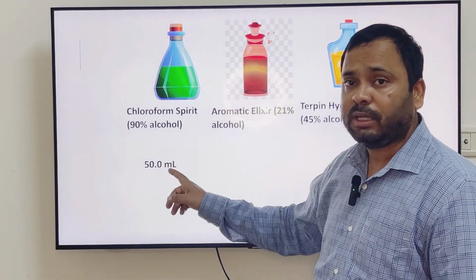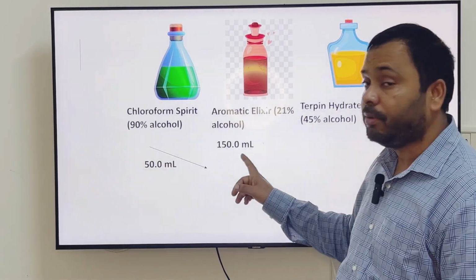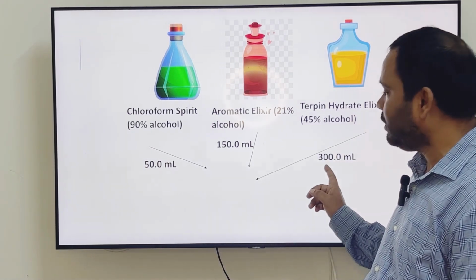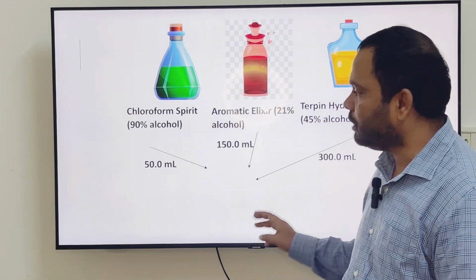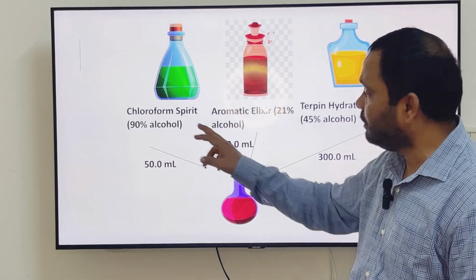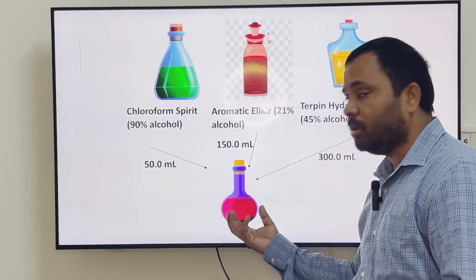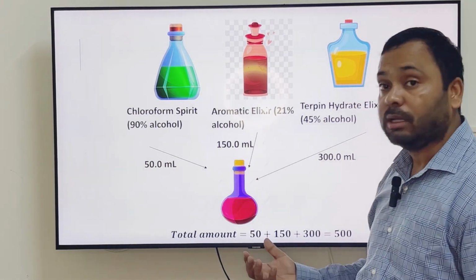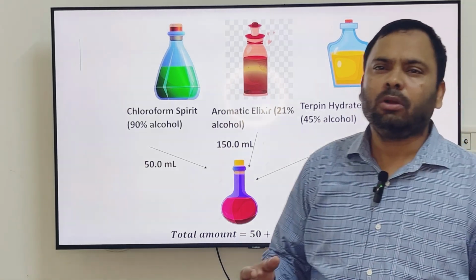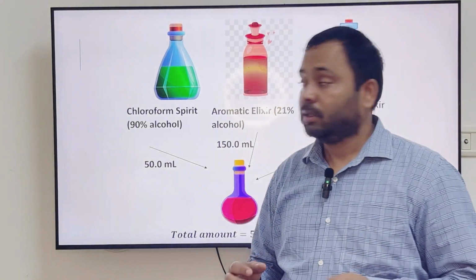Now the volume is 50 ml that I have to take from here. Aromatic elixir, the volume is 150 ml, and terpene hydrate, the volume is 300 ml, and we are going to mix all together. So I mixed 50 ml of this, 150 of this and 300 ml of this. Now I have to calculate the total volume. This is step 1. So 50 plus 150 plus 300, the total volume of this resultant solution is 500 ml.